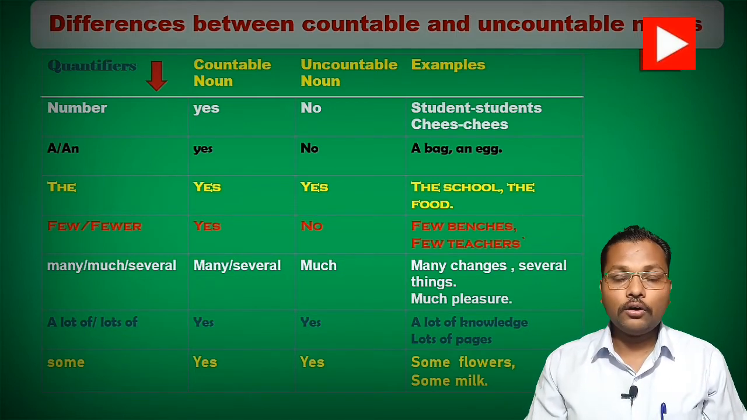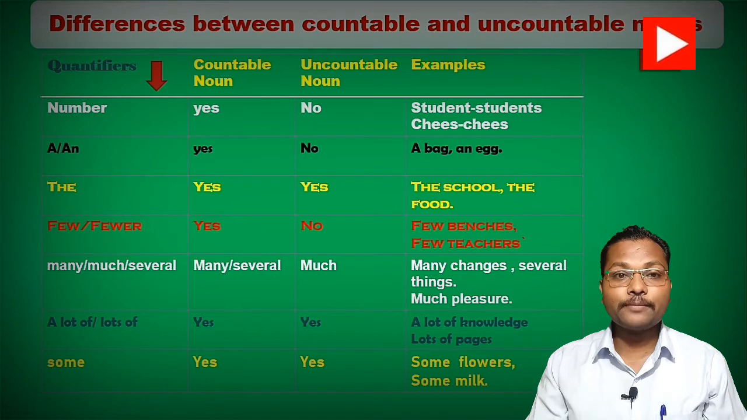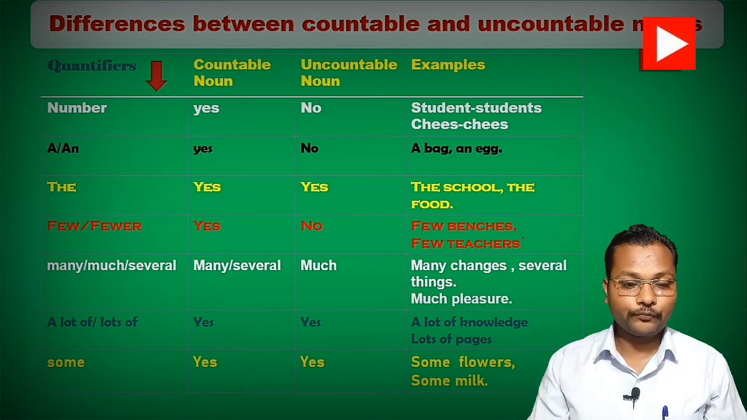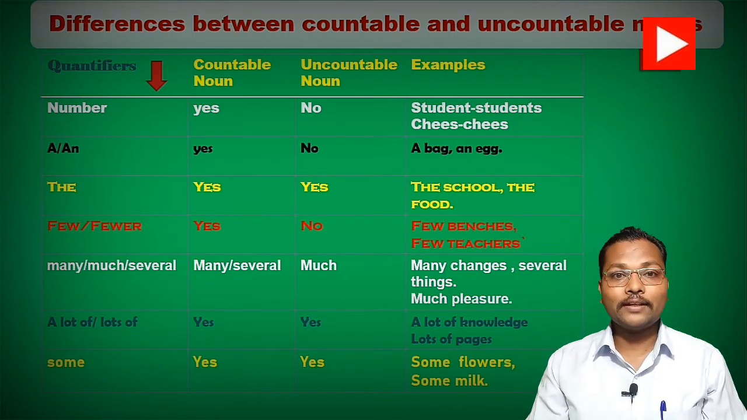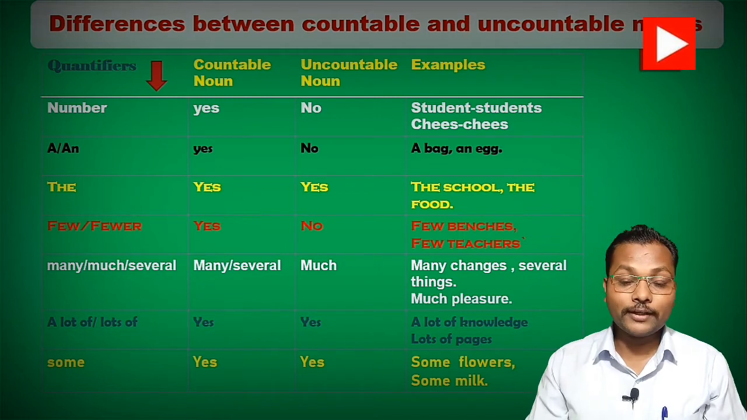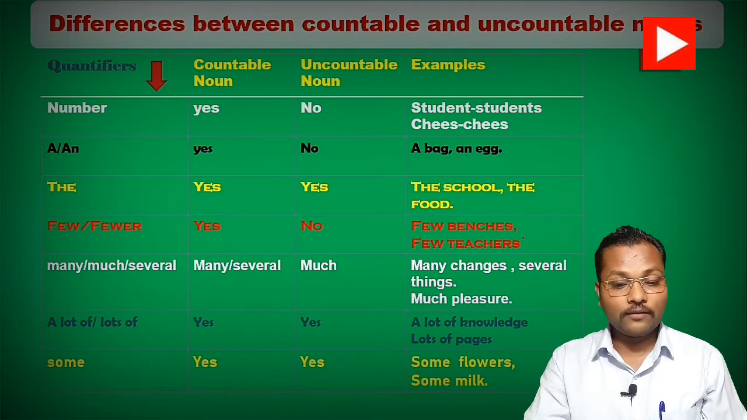A lot of or lots of are used for countable as well as uncountable nouns. For example, we can say a lot of knowledge. Knowledge is an uncountable noun, a lot of knowledge. And we also say lots of pages. Pages are countable nouns. Some is used before countable nouns as well as uncountable nouns. For example, we say some flowers, flowers is a countable noun, and we say some milk, milk is an uncountable noun. So we can use some in both the cases.